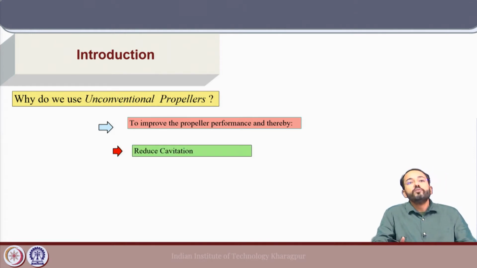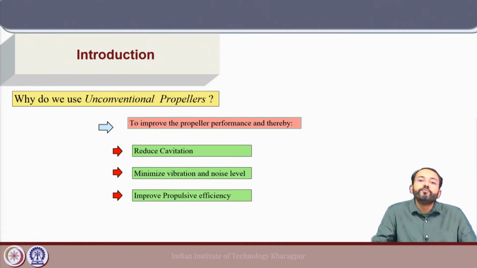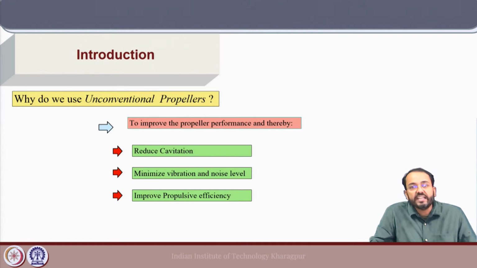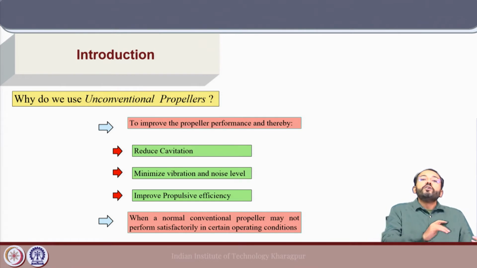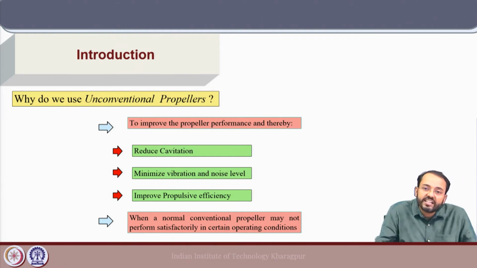So, they are used to reduce cavitation, minimize vibration or noise and to improve propulsive efficiency for specific operation conditions and particular vessel designs, and where they have certain improvements in the propeller performance in these regards. And also on the other hand, in these particular cases, it is observed that conventional propellers may not perform satisfactorily for the specific operation conditions, and due to the additional requirements, unconventional propellers provide certain benefits over the conventional design.